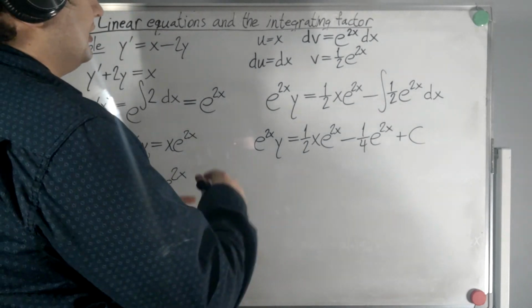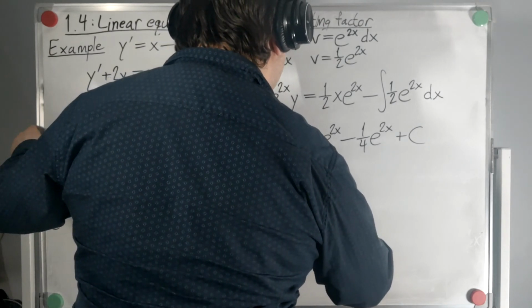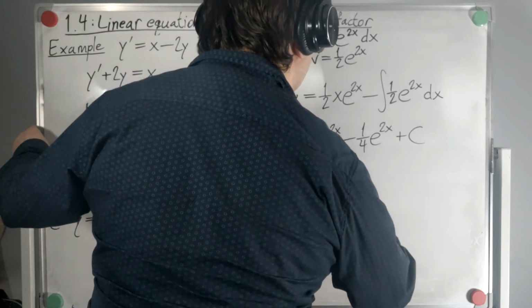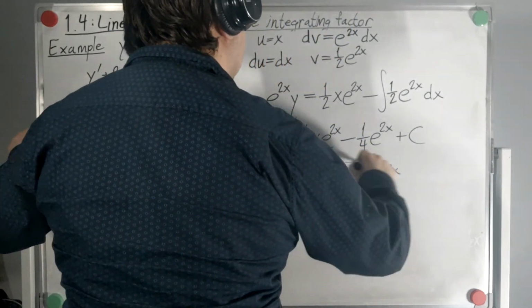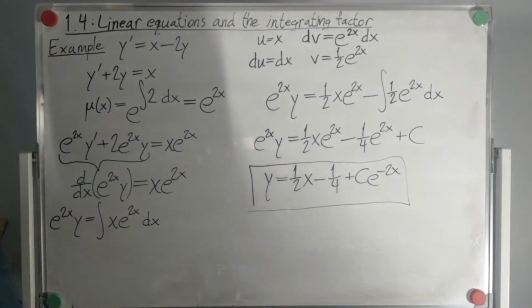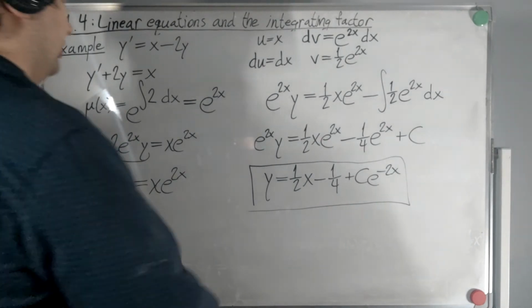Divide both sides by e to the 2x, and what we get here is y equals 1/2 x minus 1/4 plus c e to the negative 2x. And that's our general solution. There are other ways of writing it too, but that's just one. All right, and let's look at one more example.